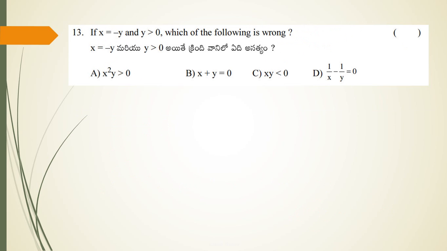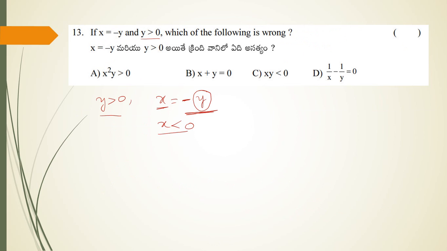Next, moving on to question number 13. What he has given is, if x is equal to minus y and y is greater than 0. So y is greater than 0, and x is equal to minus y. Now y is positive, so when you apply minus to this, the total value is negative. That means the x value is negative. So clearly I can write it as x is less than 0. y is greater than 0 and x is less than 0.